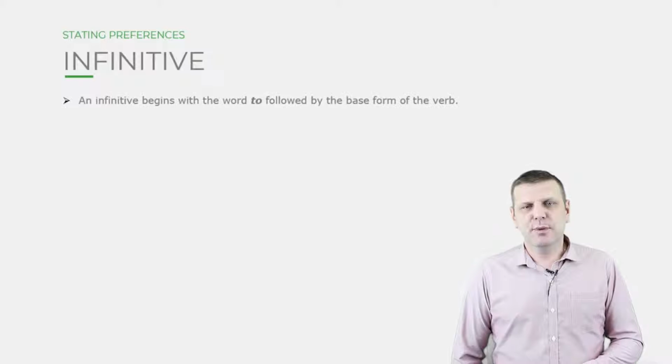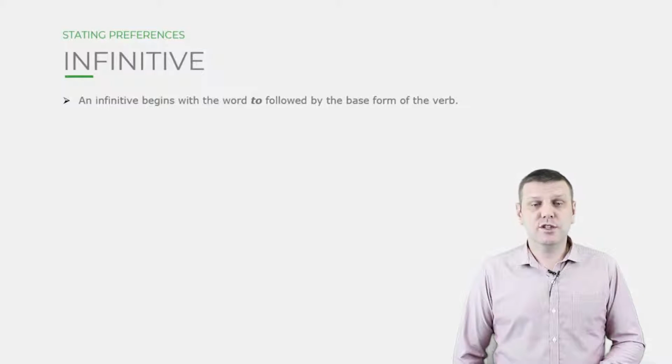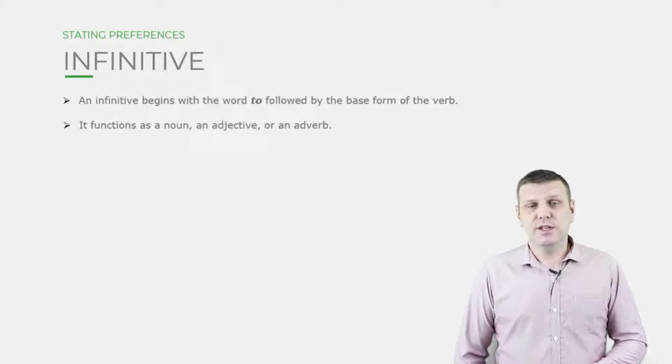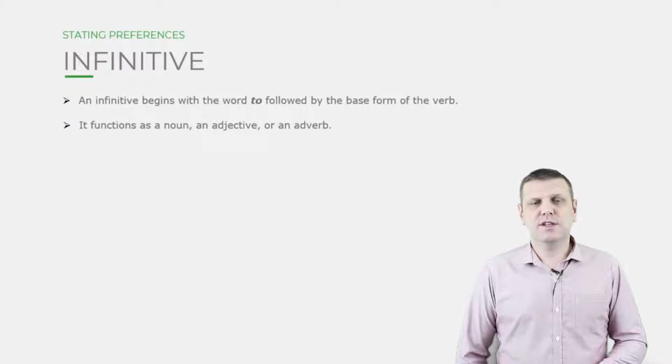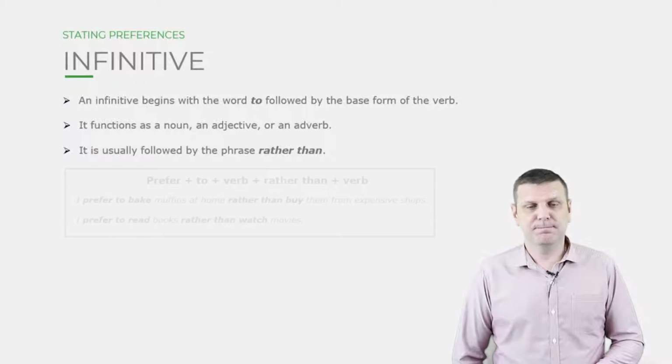An infinitive begins with the word to, followed by the base form of verbs. You cannot add the suffixes s, es, ed or ing to an infinitive because an infinitive does not function as a verb. Rather, it functions as a noun, an adjective or an adverb in a sentence. When using an infinitive in expressing a preference, it is usually followed by rather than.